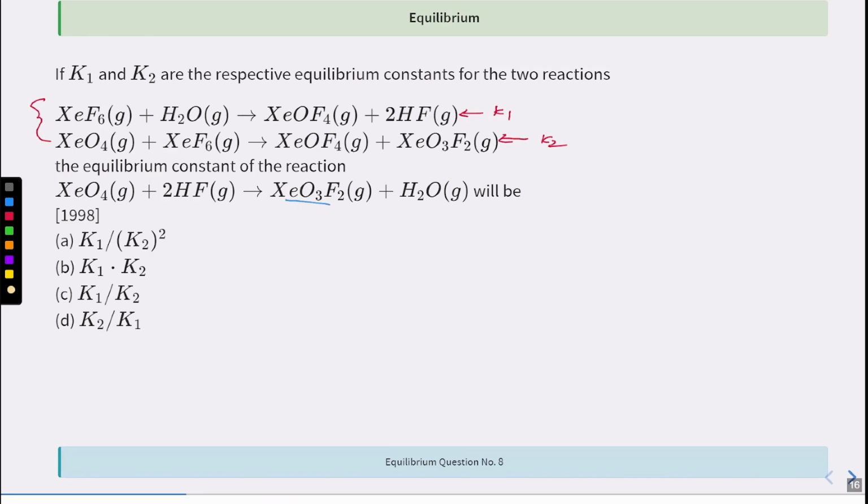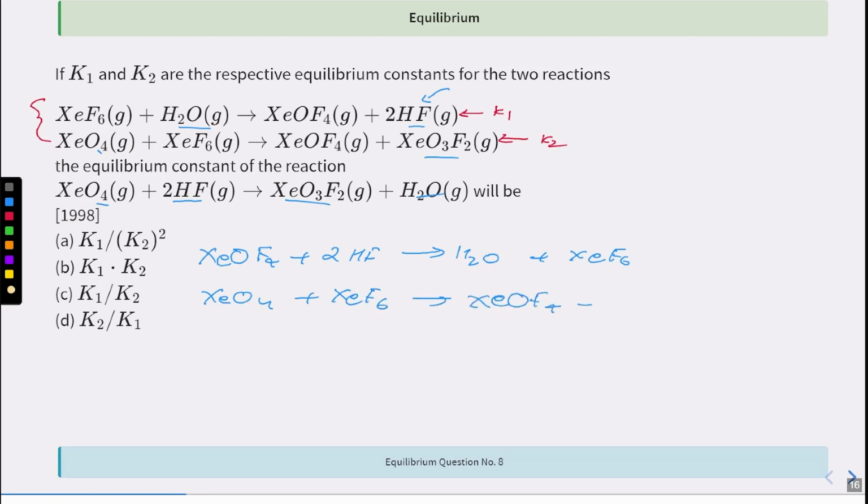So if I see XeO3F2 is over here, H2O will probably come from this, and HF is coming from here, and XeO4 is over here. So now seeing this equation, I can tell that firstly I need to reverse this equation. So I will just take XeOF4 plus 2HF, and then that would give me H2O plus XeF6. Make sense? I'm going to leave the second equation as it is because we are cancelling it with respect to the first equation. So XeF6 will give me XeOF4 plus XeO3F2.